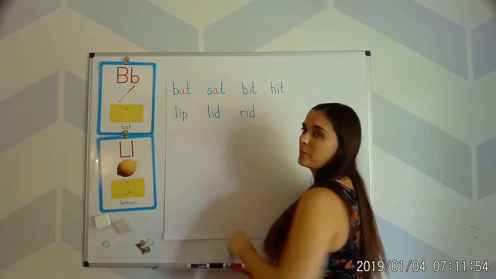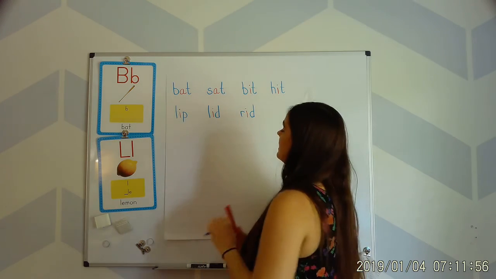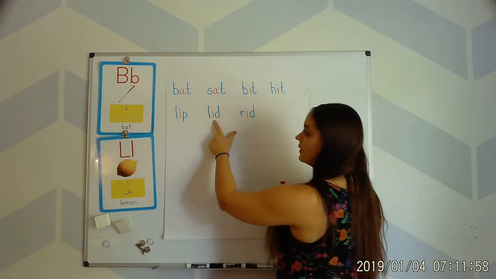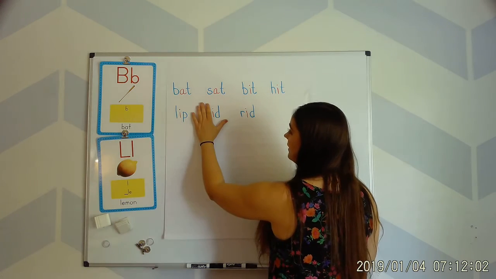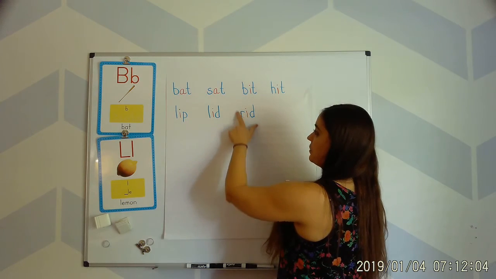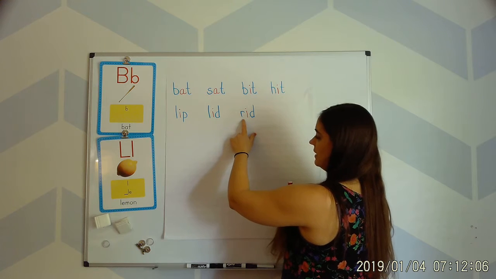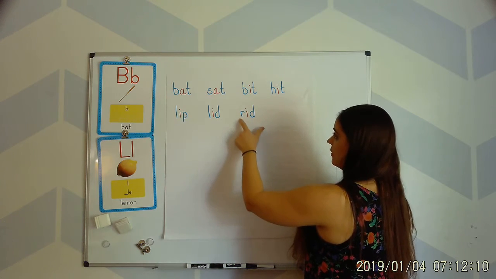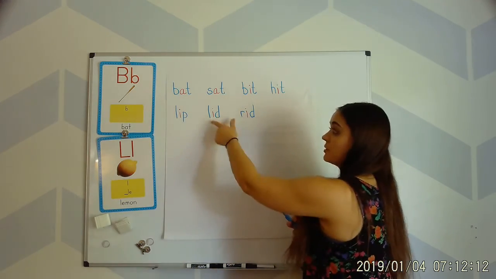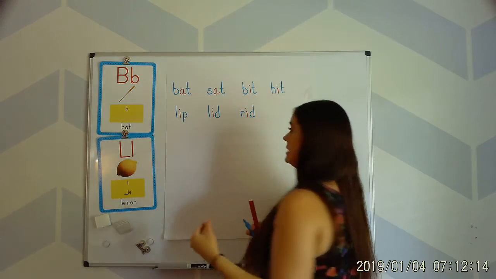So I just did a little bit of letter math in my head, and I noticed that if I take this word lid and I subtract, I take away the L, and then I put an R there instead, it becomes rid. So that means that these two words rhyme. They have that same ending sound.